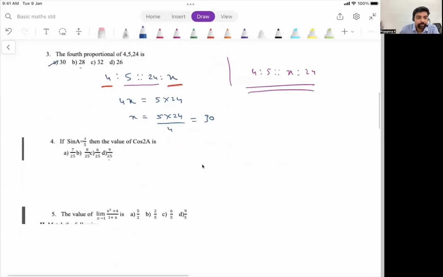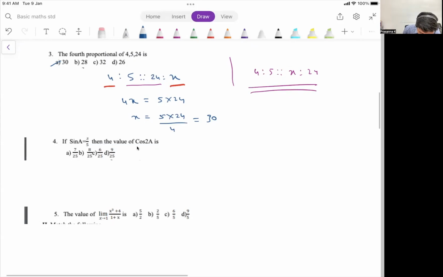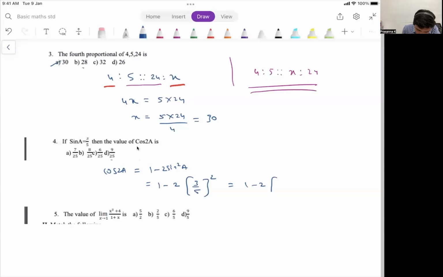Then fourth question, if sin A equals 3 by 5, then find the value of cos 2A. This is an application of a trigonometry formula. Cos 2A equals 1 minus 2 sin square A. Apply in this: 1 minus 2 into, instead of sin A, I will write 3 by 5, the whole square. 3 by 5 whole square is 9 by 25. So this equals 1 minus 18 by 25.